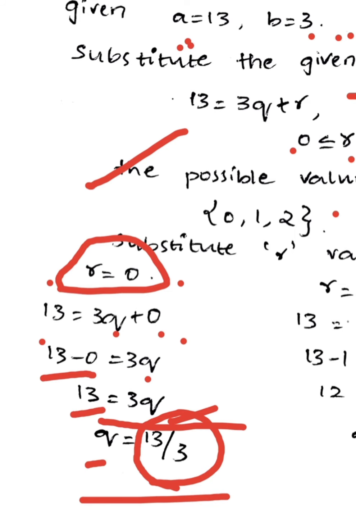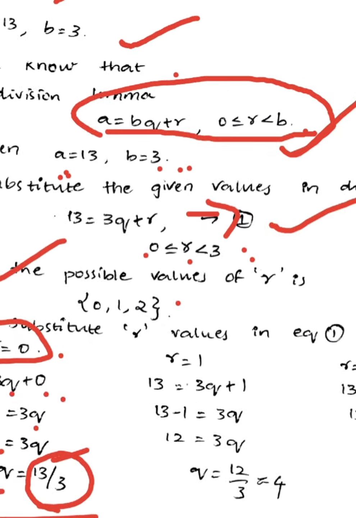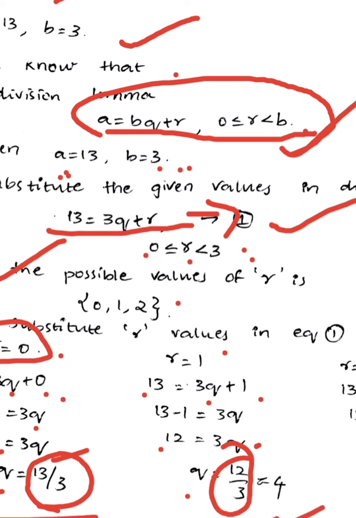Now similarly repeat the process for r equal to 1. When r equal to 1, you need to substitute the value here. 13 equal to 3q plus 1. Plus 1, here comes minus 1. So 13 minus 1 equal to 3q. Now 13 minus 1 is 12. 12 equal to 3q. Now q equal to 12 by 3 which is equal to 4. Now when r equal to 1, q value is 4.